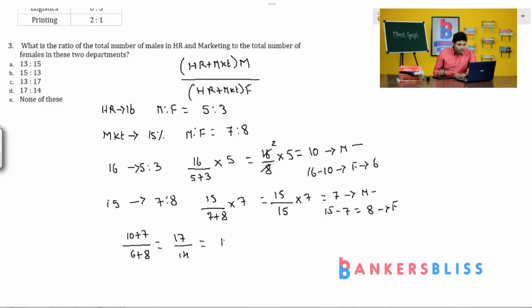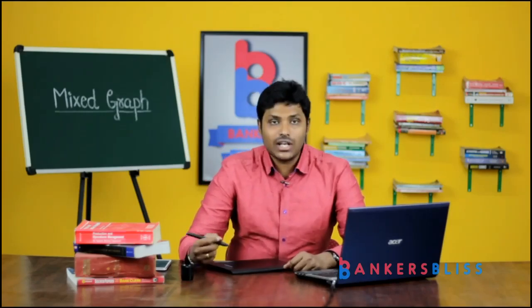So altogether you got a ratio 17 is to 14, option D is the right answer. Very simple to calculate. If you are a bit fast in the calculation, definitely you can solve this problem within 30 seconds, not more than that.